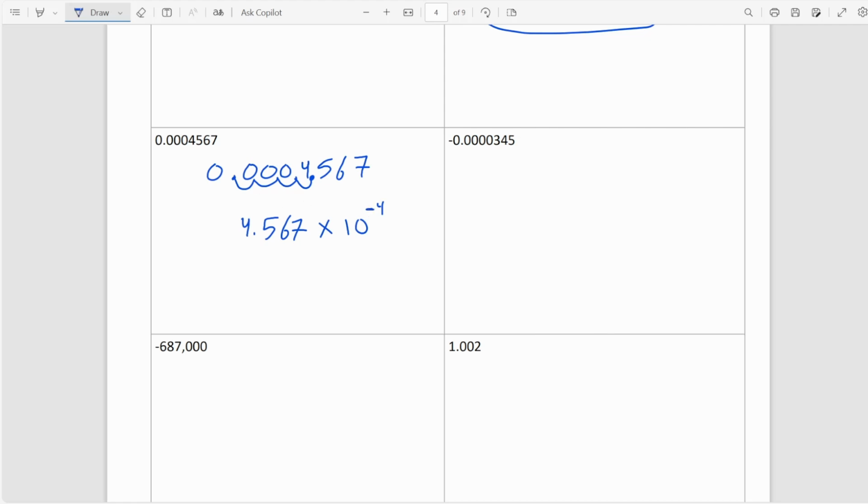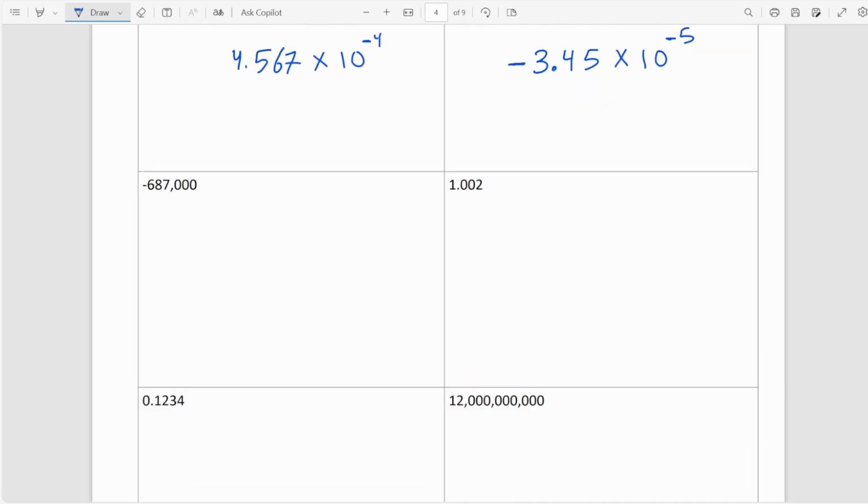Okay? All right, now over here we have negative 0.0000345. So I will move my decimal point to the right by 1, 2, 3, 4, and 5. So it's 3.45, and don't forget the negative over here, okay? Multiplied by 10 to the power of, we moved 1, 2, 3, 4, 5 times, and our number was smaller. It got bigger, so smaller, we got here a negative, okay?